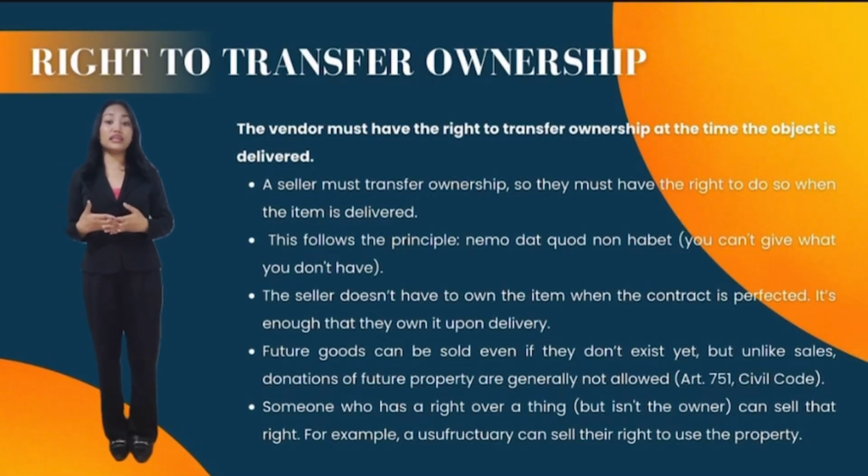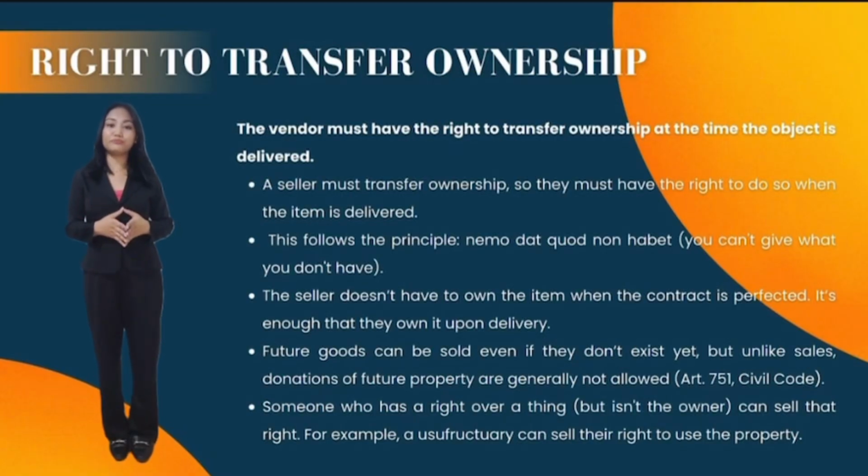The law allows the sale of future goods, items that do not yet exist at the time of the sale. This is valid under the Civil Code, unlike the notions of future property, which are generally not allowed under Article 751. Furthermore, even if a person is not the owner of the thing, if they possess a right over it, they may sell that right. For example, a usufructuary, who has the right to use and enjoy the property, may validly sell their usufructuary rights to another party.